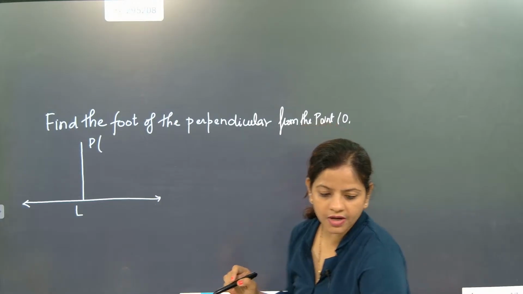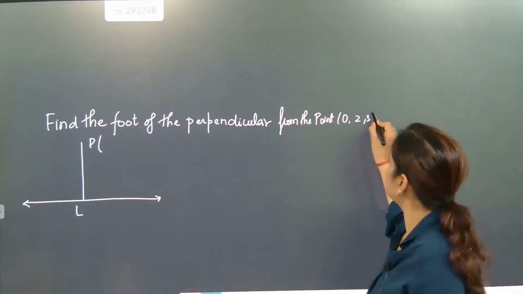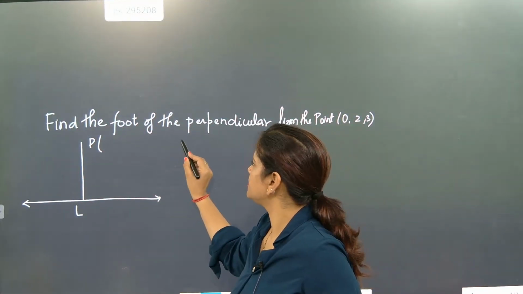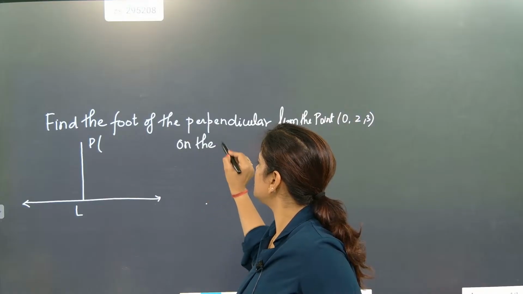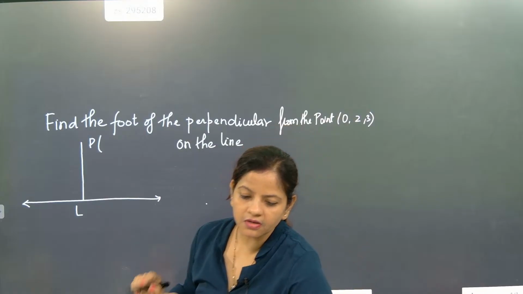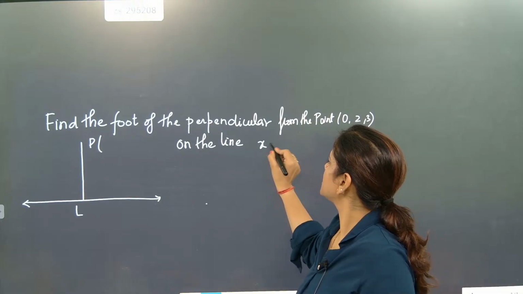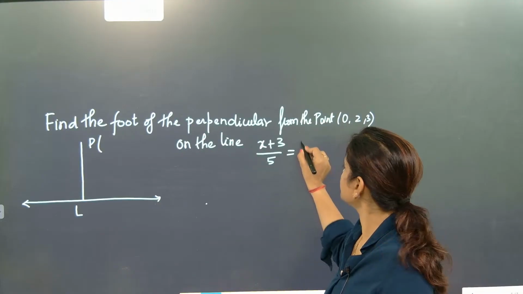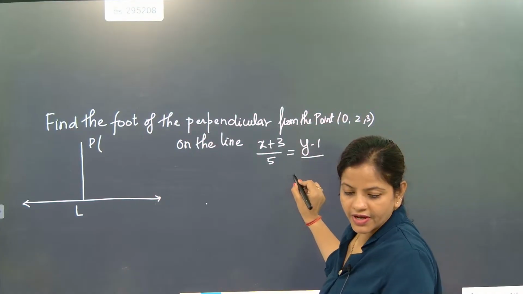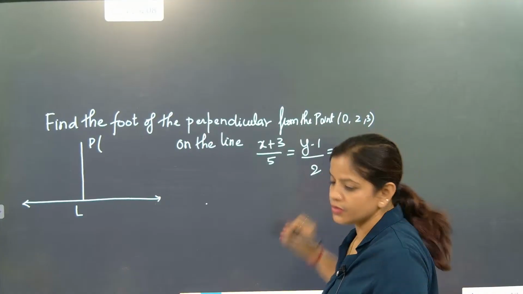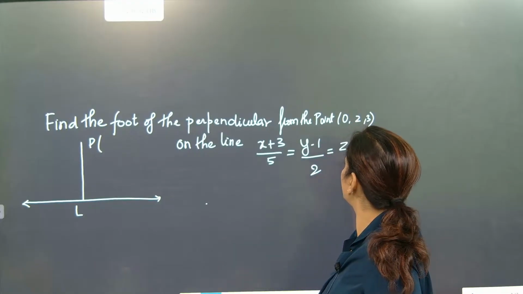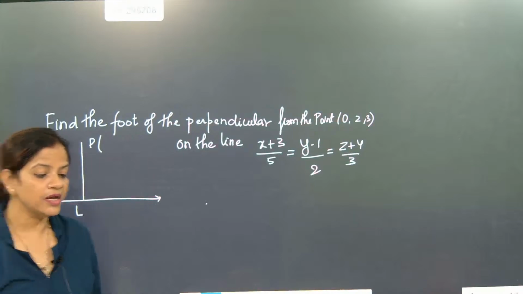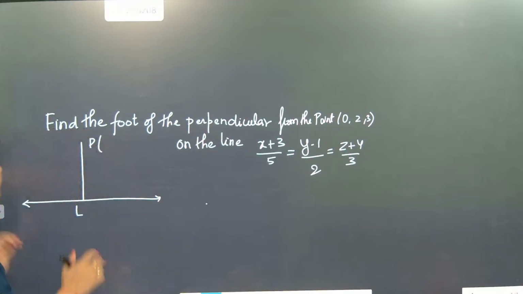From the point 0, comma 2, comma 3, on the line, which line, beta? On the line (x plus 3) by 5 equal to (y minus 1) by 2 equal to (z plus 4) by 3. Now beta, everybody pay attention to this equation. Write it nicely and understand this part nicely.